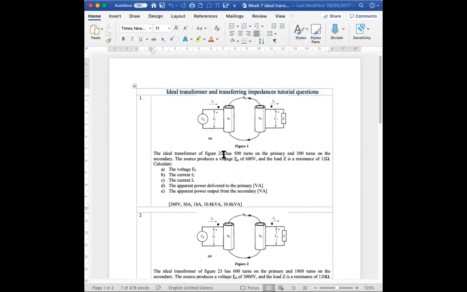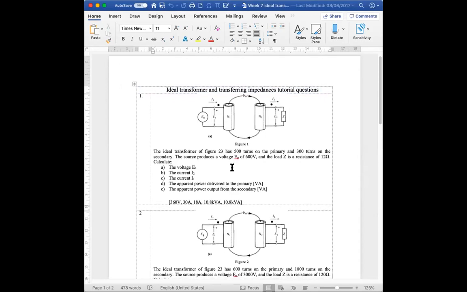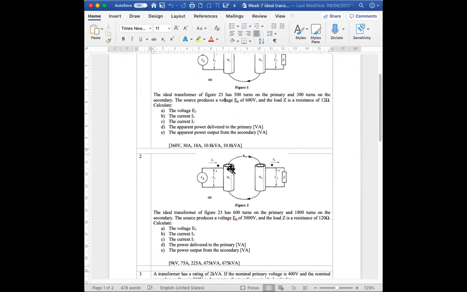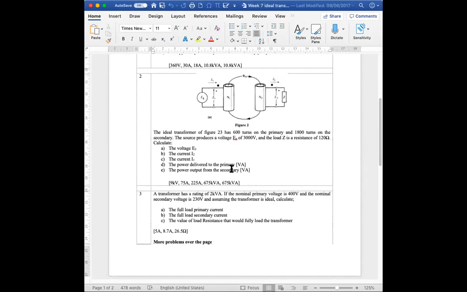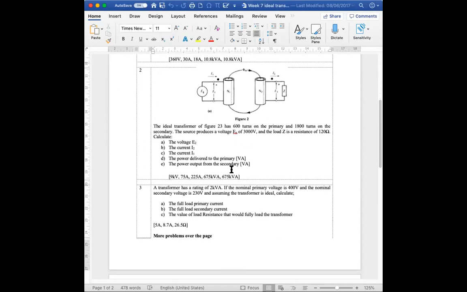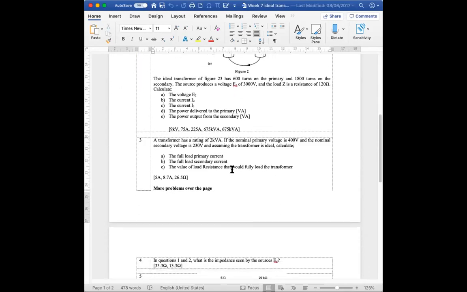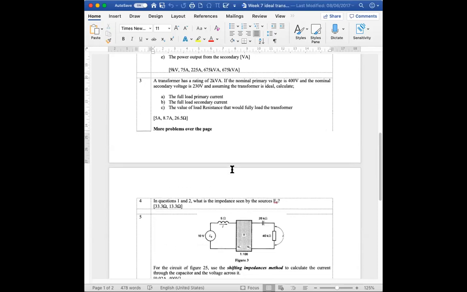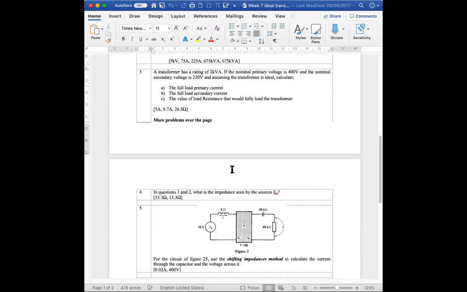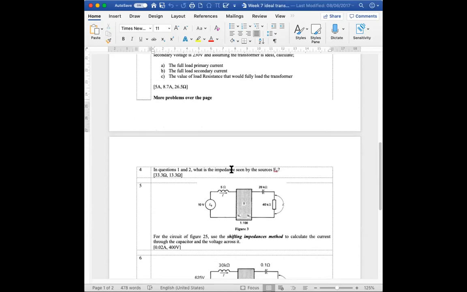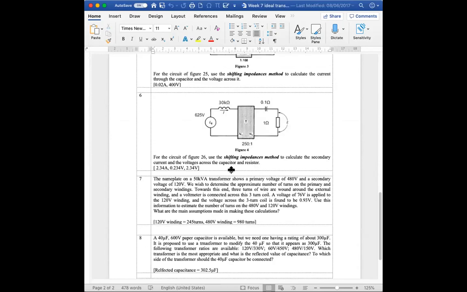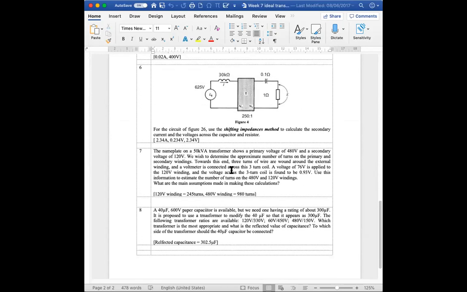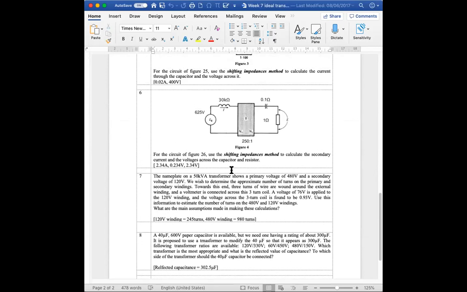So, the first question is a simple ideal transformer question, as is the second one, fairly. Again, ideal, number 3. Number 4 is the first foray into transferring impedance: what impedance is seen by the source? And then there's a couple more questions on shifting impedances to find various values.